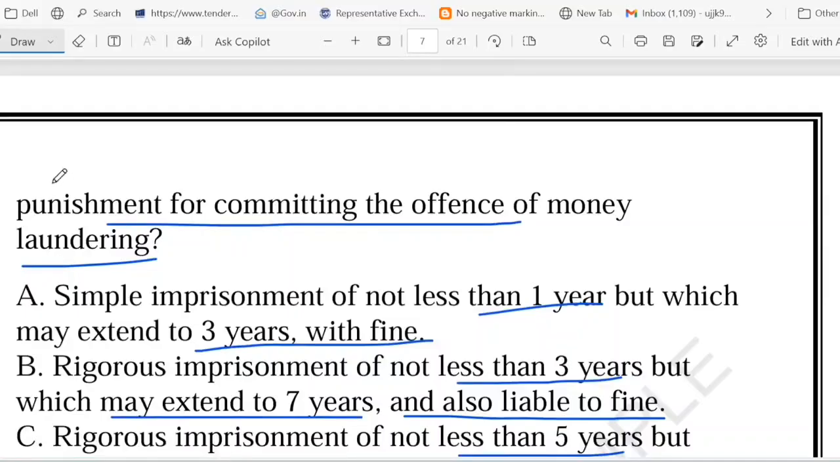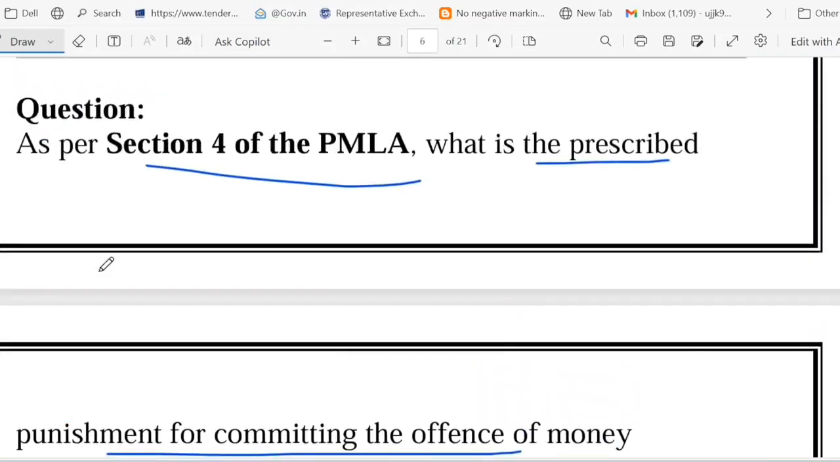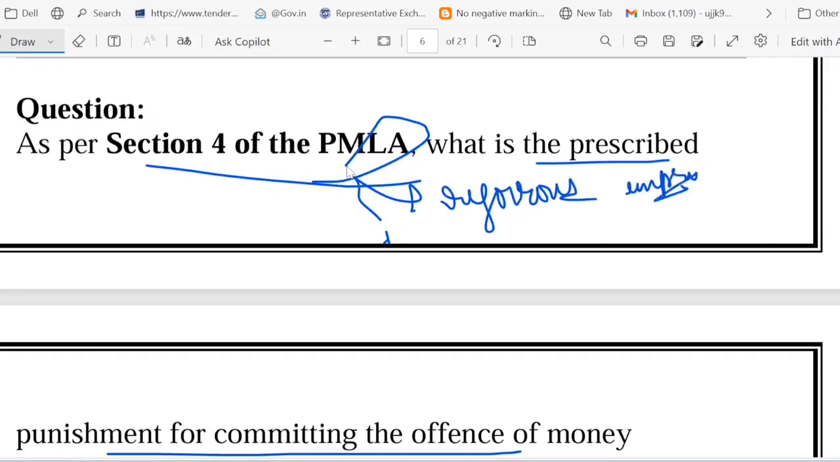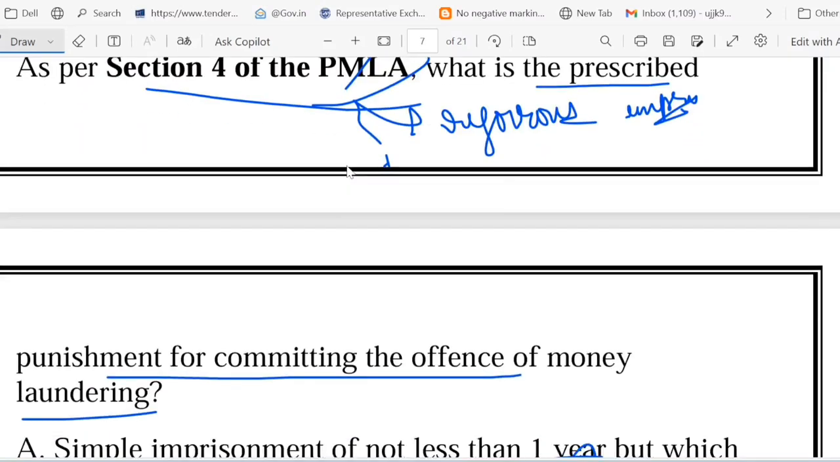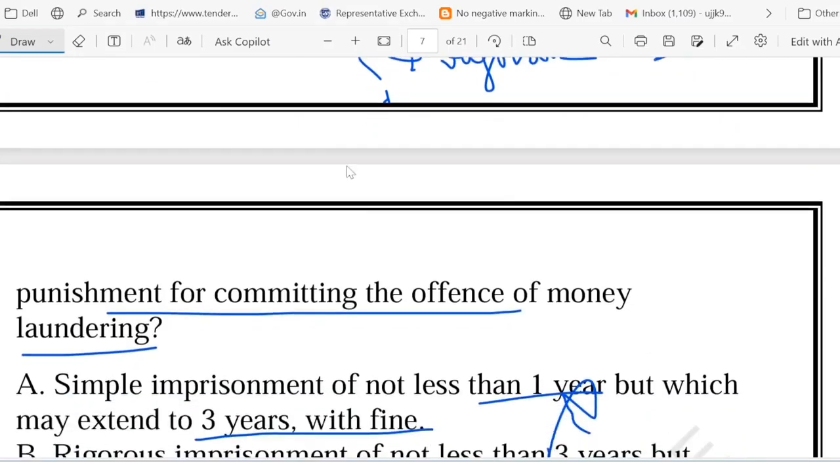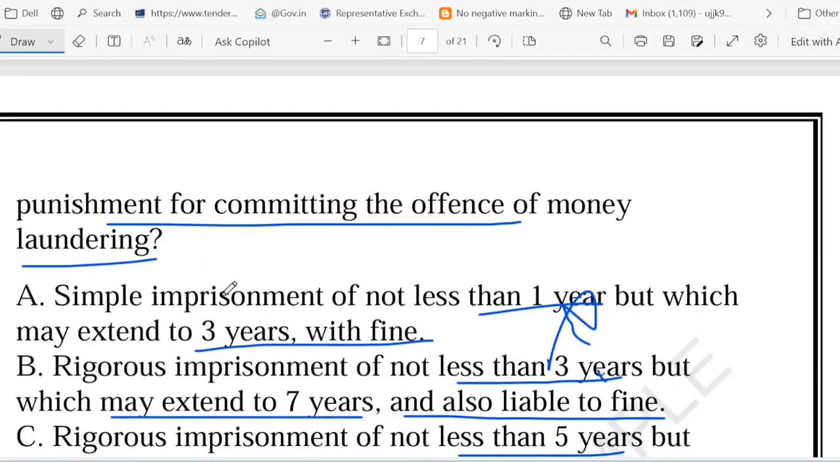Option A, simple imprisonment of not less than 1 year. See, this is wrong. Why is it wrong? Because the punishment under PMLA is not simple imprisonment. It is rigorous imprisonment. So remember, any punishment under PMLA is rigorous imprisonment. It is not simple imprisonment. Rigorous means tough jail time with hard labor, not just sitting in prison.